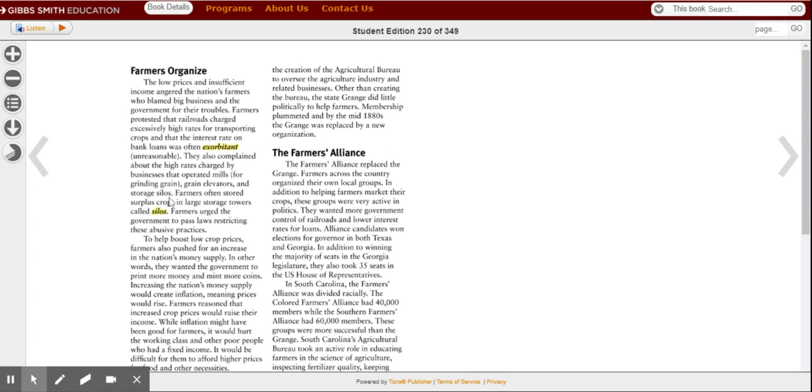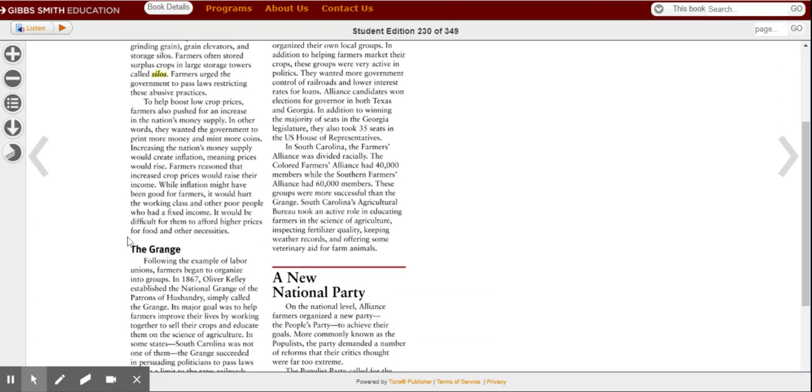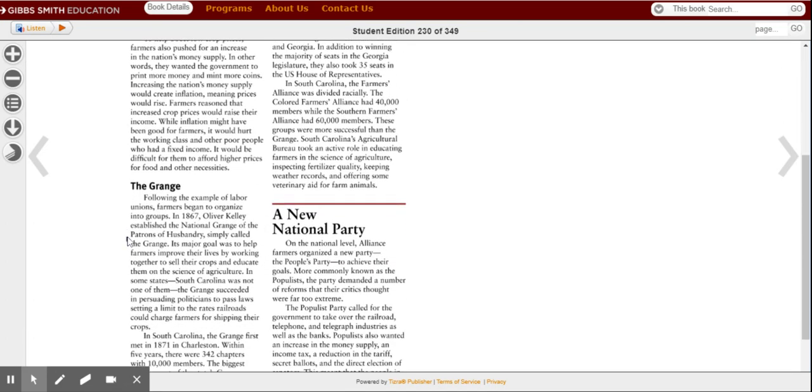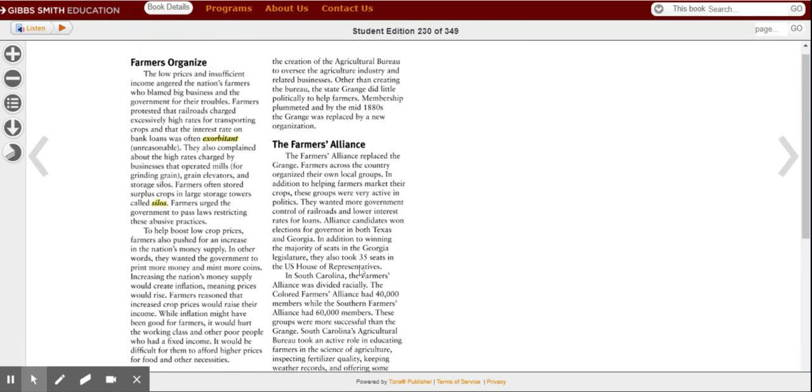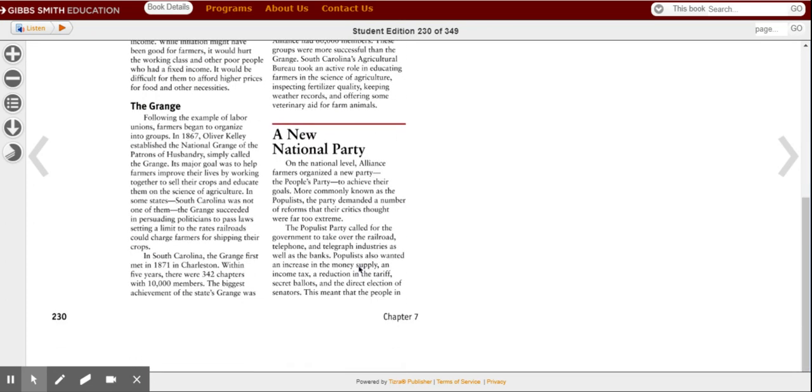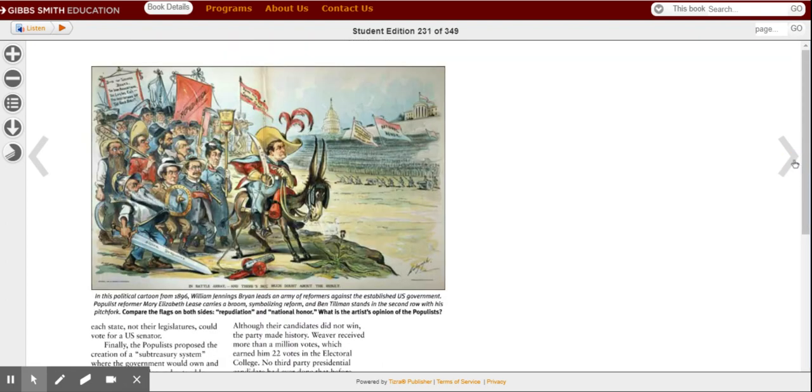And they started coming up with group and community efforts like storage towers called silos. And the farmers would work together and store surplus crops there just in case. And then you had the Grange movement and the Farmers Alliance, which were like unions for farmers to try and represent them. So please, please, please take an opportunity to read these before the test.